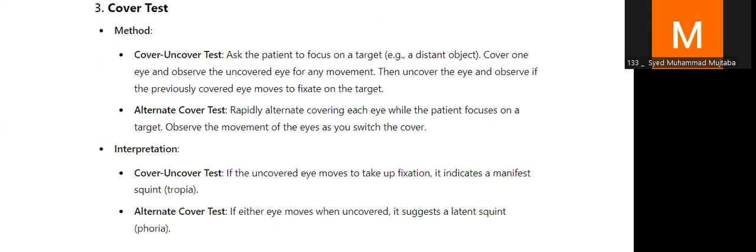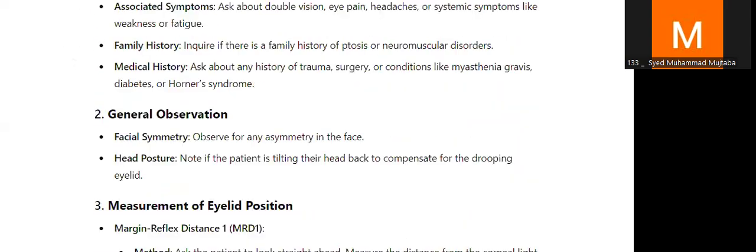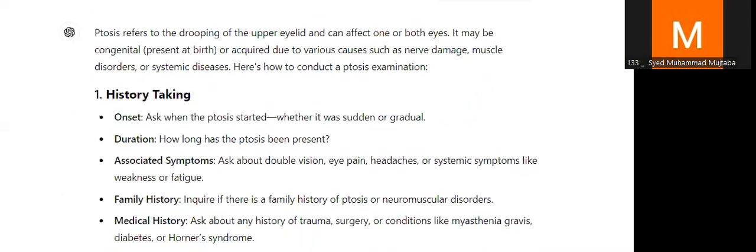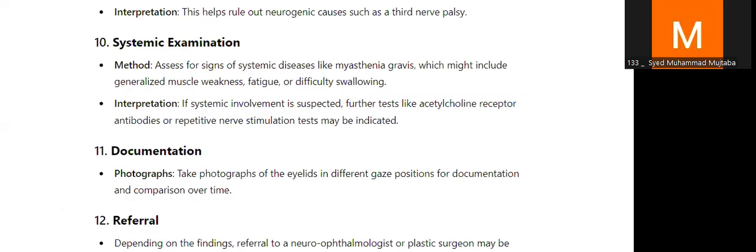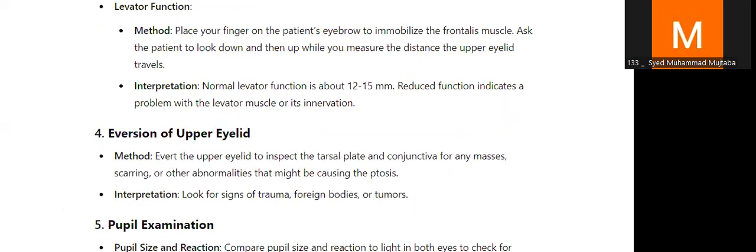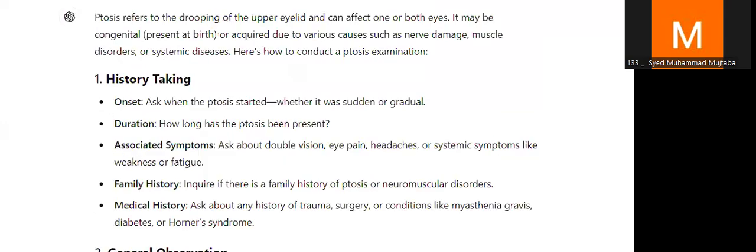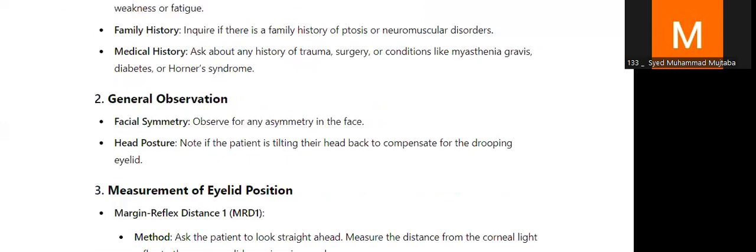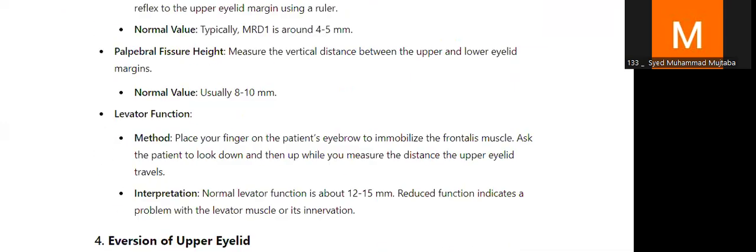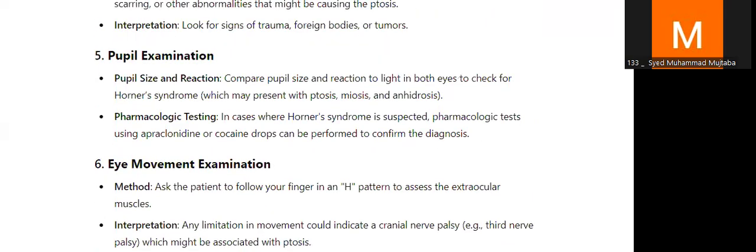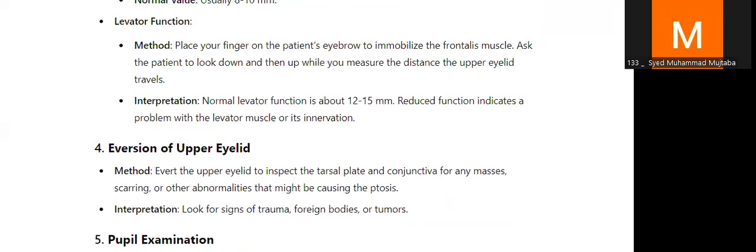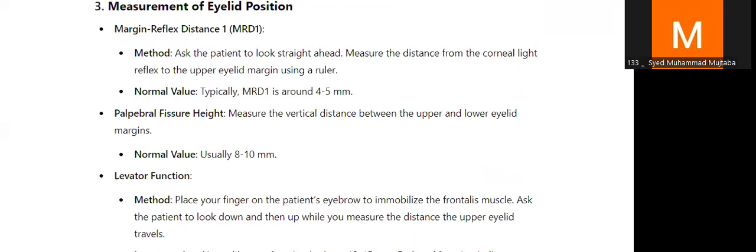Now I will be covering the ptosis examination. This was all the squint examination. Now in the ptosis examination, once again, we will be taking the general history of the patient, whether the ptosis was sudden or gradual, the associated symptoms, and whether there was any variability in ptosis. Then we will be taking several other measurements, which include the marginal reflex distance, the palpebral fissure height, as well as the pretarsal show. These are all the measurements which will be taken by a scale.